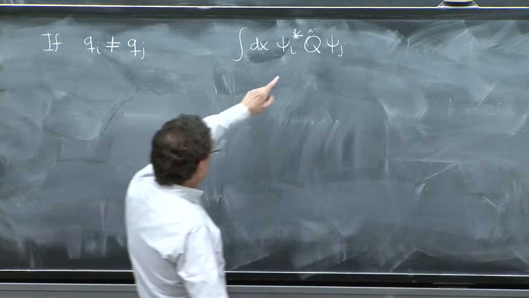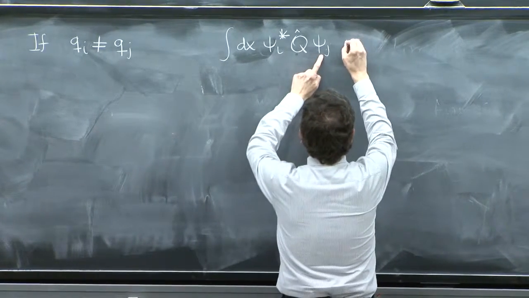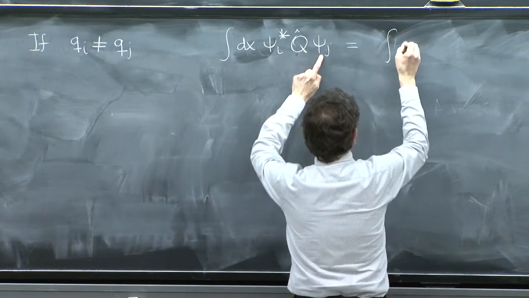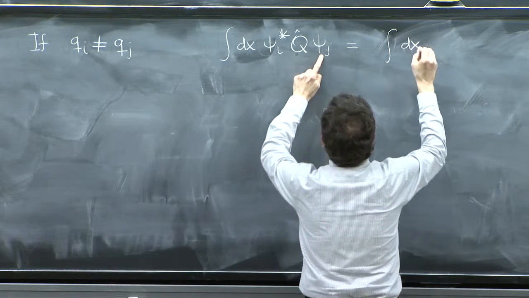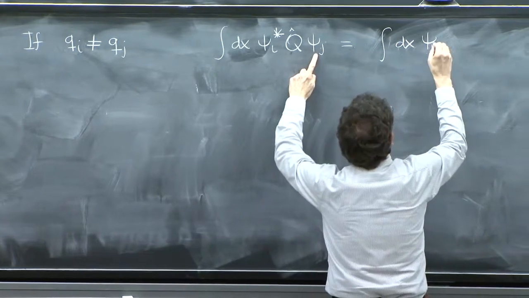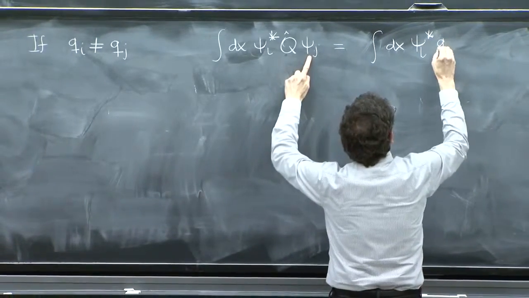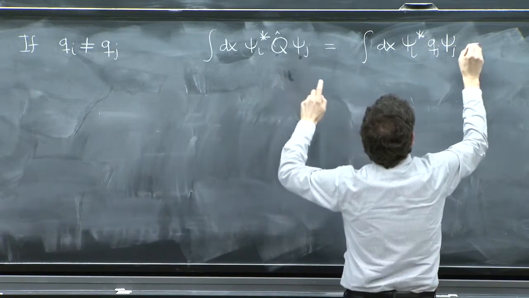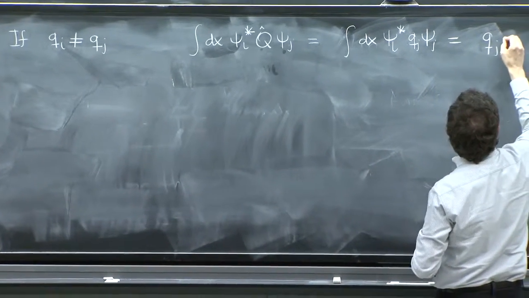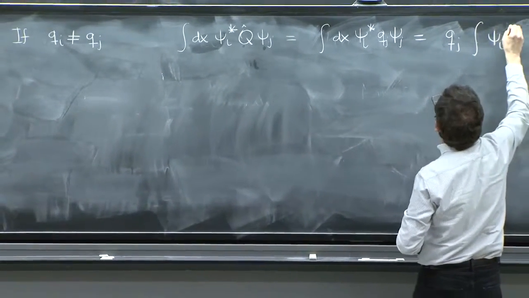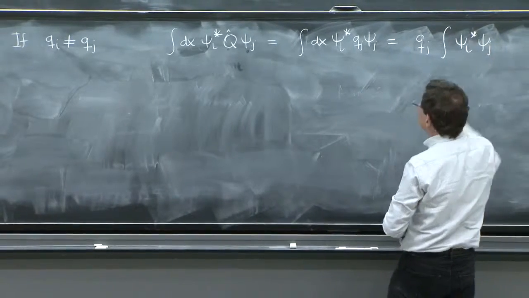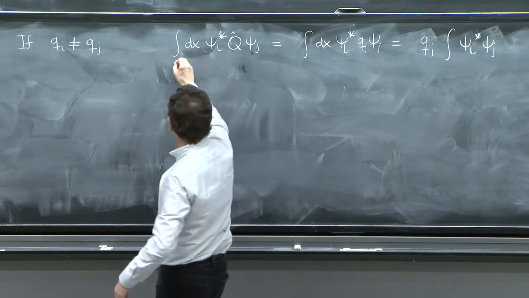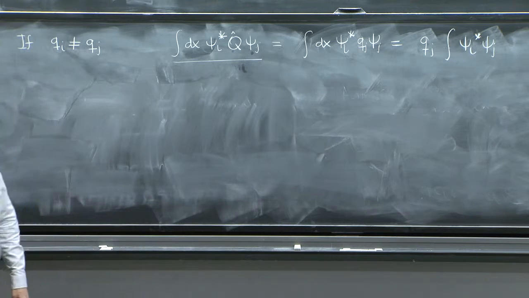Well, q acting on psi j is qj, so this is the integral dx psi I star q psi j, and therefore it's equal to qj times the integral of psi I star psi j. I simplified this by just evaluating it, because psi I and psi j are eigenstates of q.